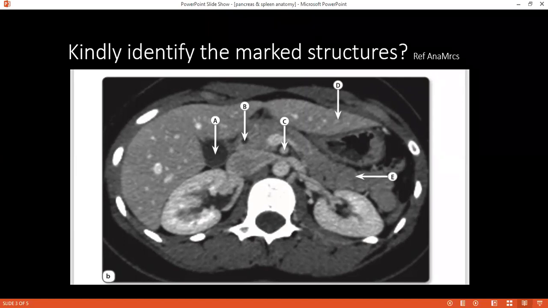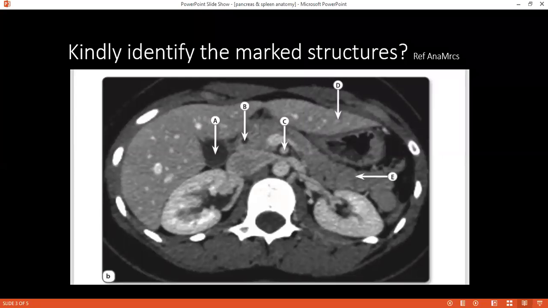Okay, can you please tell me what are the vessels which are encountered during Whipple procedure? During Whipple's: superior mesenteric artery and vein, superior and inferior pancreaticoduodenal artery, gastroduodenal artery, and portal vein, superior mesenteric vein.